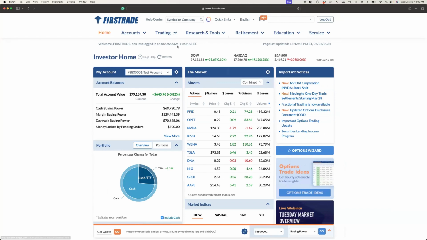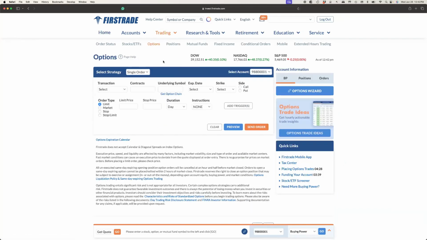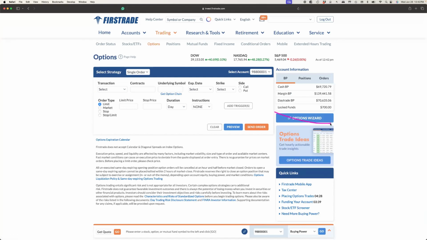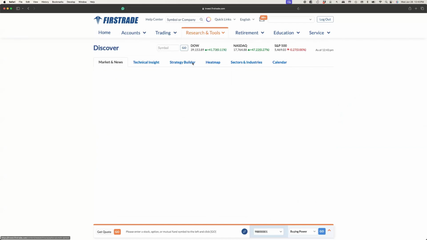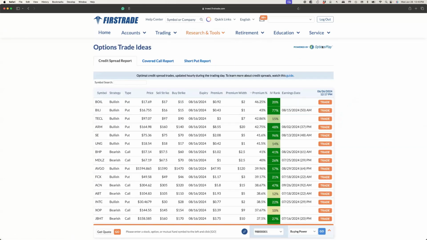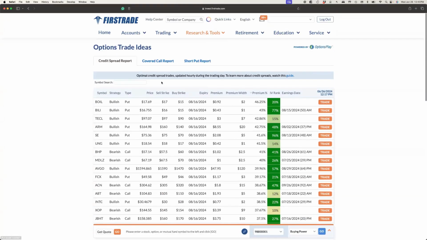So when you're on the options trading page, you will also see the options wizard button here on the right-hand side. Those are probably the easiest places to get to the options play platform. You can also go to research and tools to options, but that will only take you to the options ideas that we generate.